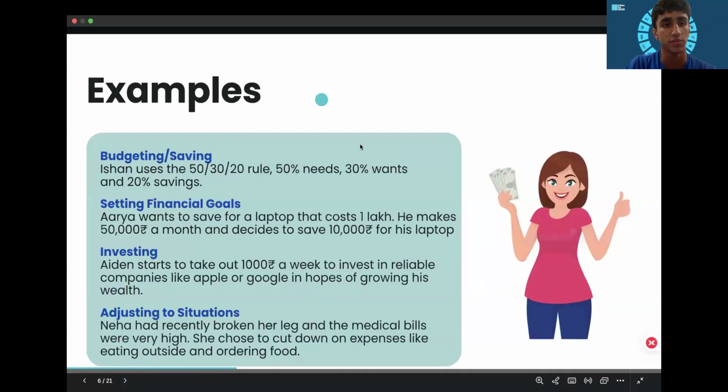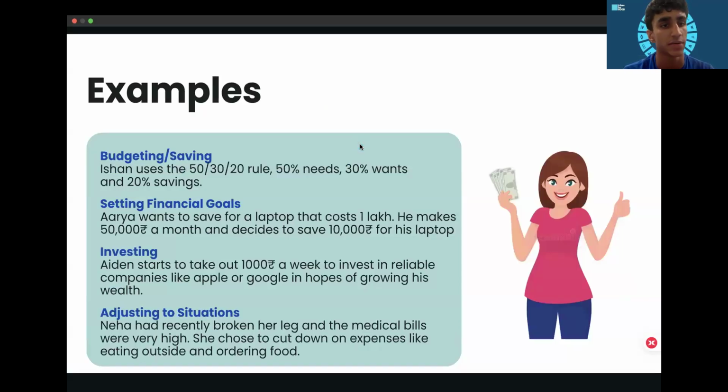So let's go over some examples. To start, budgeting and saving: Ishan uses the 50, 30, and 20 rule. He spends 50% of his money on needs, 30% on wants, and 20% on savings. The second thing is setting financial goals. Arya wants to save for a laptop that costs 1 lakh and he makes 50,000 rupees a month. He decides to save 10,000 a month for his laptop. Investing: Aiden starts to take out 1,000 rupees a week to invest in reliable companies like Apple or Google in hopes of growing his wealth.